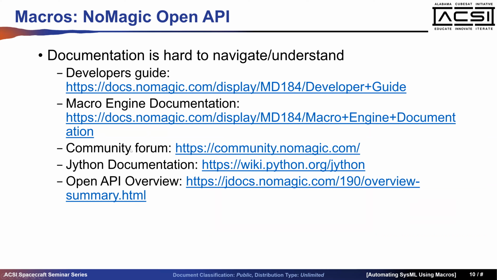There's not a whole lot of activity on there because what I'm showing you today isn't common practice yet. So there's not going to be a ton of examples for you, but there are some that exist. So you can look at the community forum. If you're curious about Jython, like I said before, it's basically Python syntax, but there is a wiki for the Jython documentation. You can check that out. Also, there's a general overview of the Open API, and I've got that link here as well.